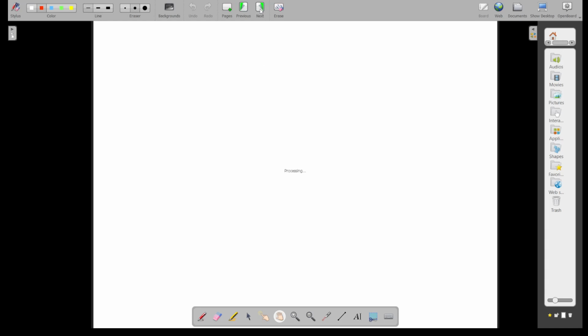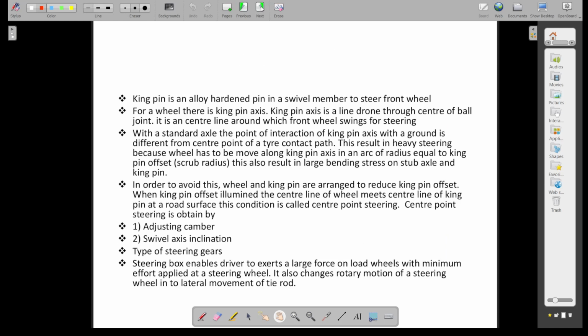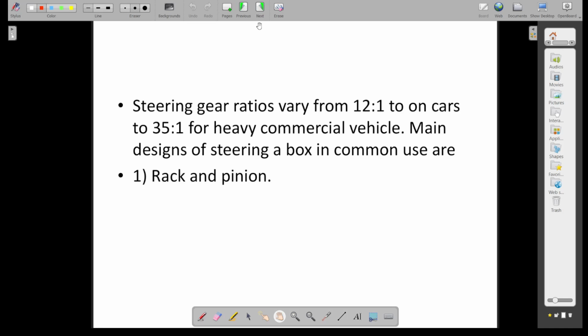So this was already dealt with, and I am not going into details for this. The steering gear ratio, I already told you, is 12:1 for cars. You should remember this, it is very important. What is the steering gear ratio for the car? It is 12 is to 1.